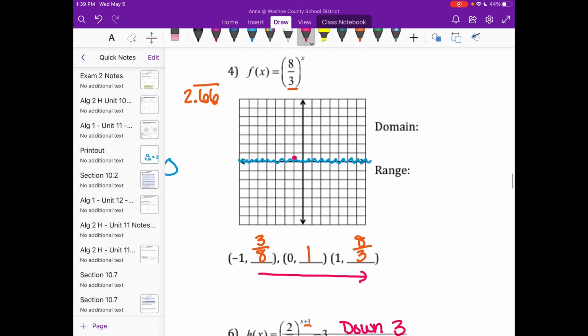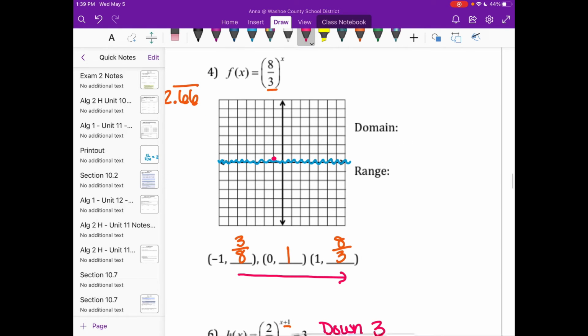3 over 8 is a fraction. So as long as it's just not on 1, we good. 0 and 1 is right here. And then 1 and 8 over 3, we already said it's not quite 3. So as long as it's just under 3, that would be awesome. And it's a steep one. Right, our domain, all real numbers. And then our range is going to be y is greater than 0 because it's above that x-axis with the big y's, and we cannot touch 0.